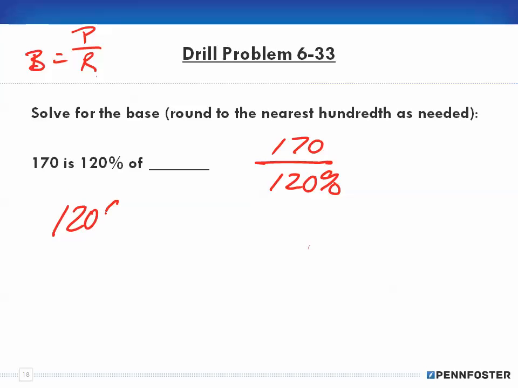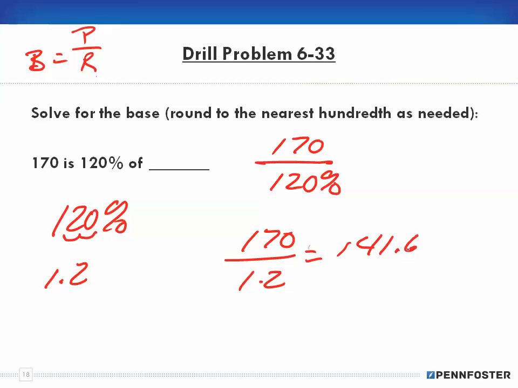So I have 120%, and to convert it into a decimal, I move the decimal place over 2. So I end up with 1.2. And I take my 170 and divide it by 1.2. And when I do the math for that, I end up with 141.6666 onto infinity.